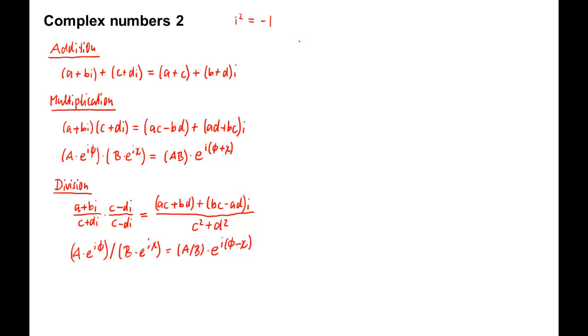An important concept is the complex conjugate. The complex conjugate of a complex number c is denoted with a superscript asterisk, c star. For example, if c equals a plus bi, then c star equals a minus bi. To form the complex conjugate, just invert the sign of the imaginary component.